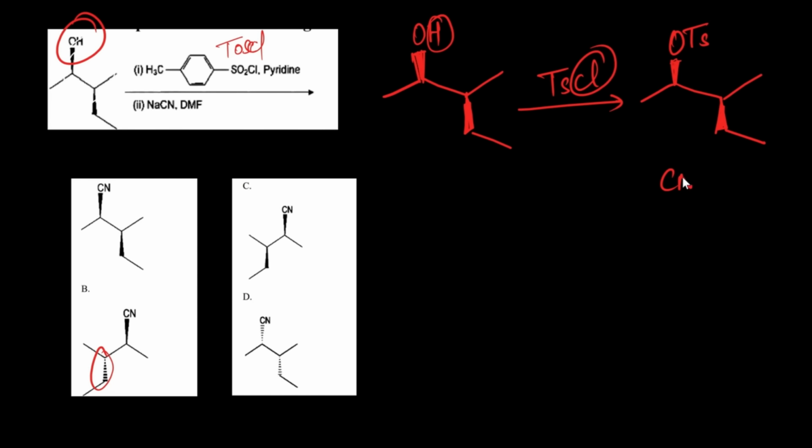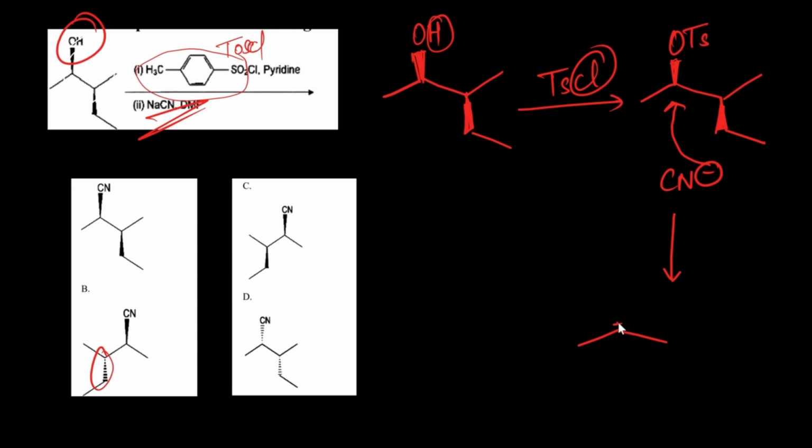Then now CN has to attack. I'm adding NaCN. So if CN wants to attack, already think about the tosyl group. The whole system is tosyl, so that is so bulky. Obviously, it can't attack from the front. It has to go from the back, so it has to go below the plane.